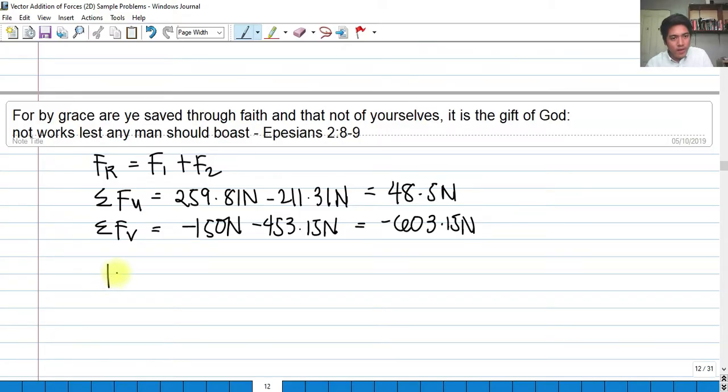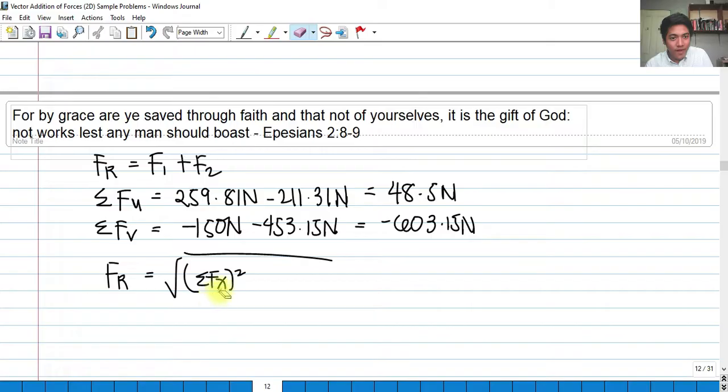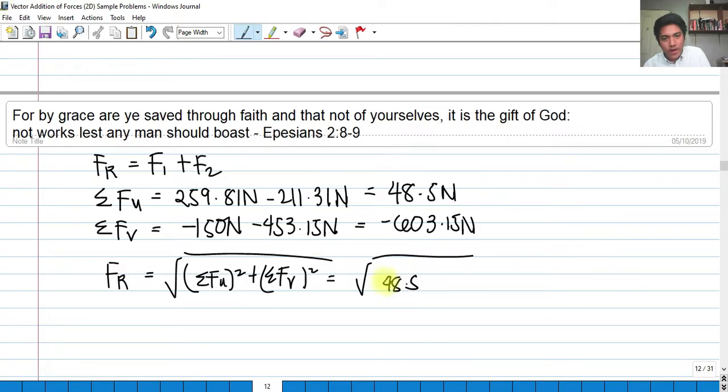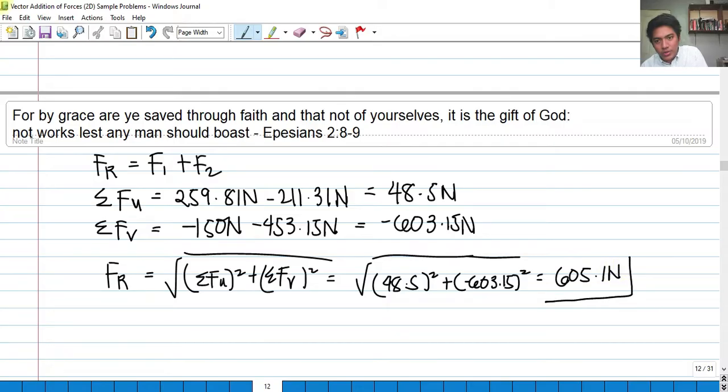If we're going to get the FR, our FR is the magnitude, the square root of the summation of FU squared plus the summation of FV squared. So what will happen here is 48.5 squared plus negative 603.15 squared. So the result is 605.1 newtons. So that is our resultant force.